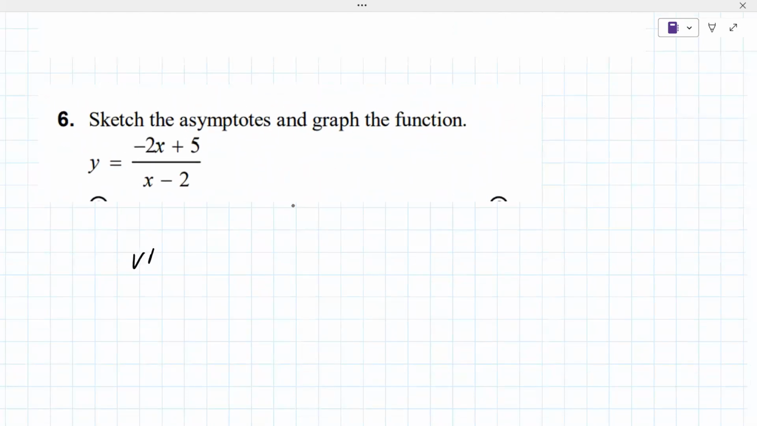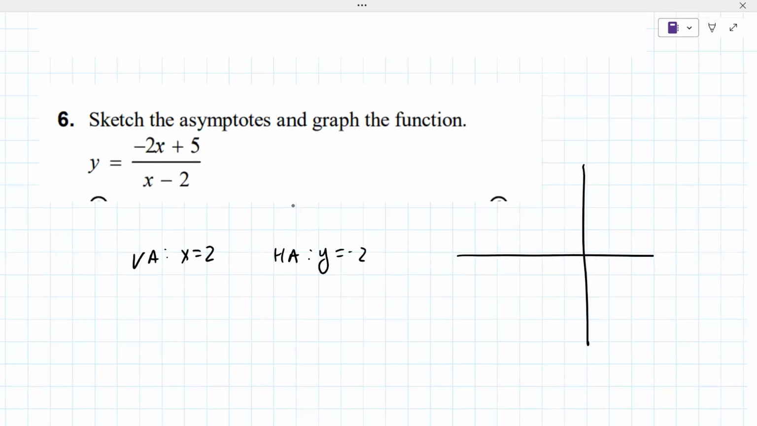For this one, let's make it free response for the moment. Give me the equations for the vertical asymptote and the horizontal asymptote. The vertical asymptote would be x equals 2. And then the horizontal asymptote would be y equals -2. Now I want you to make a quick sketch on your paper of the vertical and the horizontal asymptote.